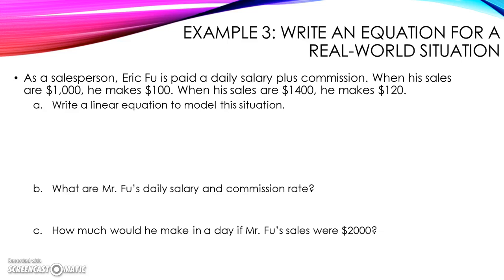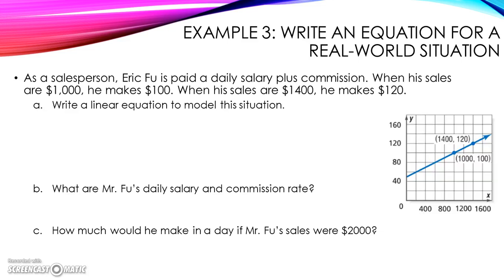Use the points (1,000, 100) and (1,400, 120) to make a graph to represent the situation. So here's our graph. We've got the points (1,000, 100) and then (1,400, 120). Now we're going to use the slope formula. We do 120 minus 100 over 1,400 minus 1,000, which gives us a slope of 0.05.